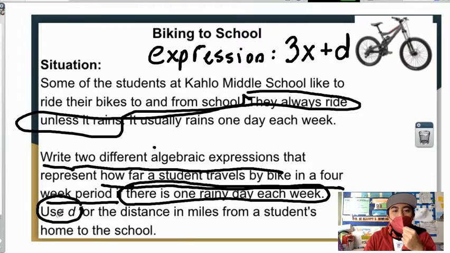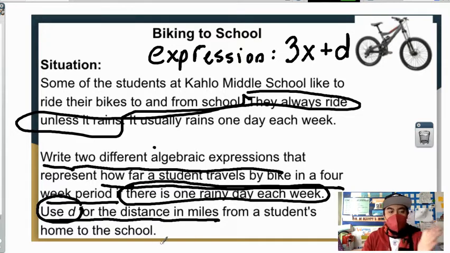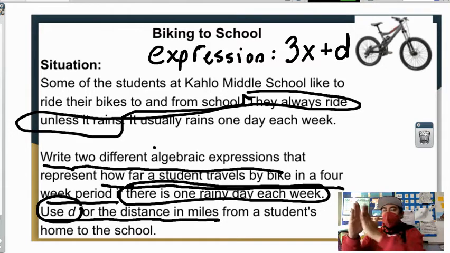And keep in mind, we're going to use the letter D for the distance in miles from a student's home to the school. Nobody's telling us how far it is from home to school, so we're just going to use the letter D. No one tells us if D is equal to 10, 11, who knows what. We don't know what D is, all right?